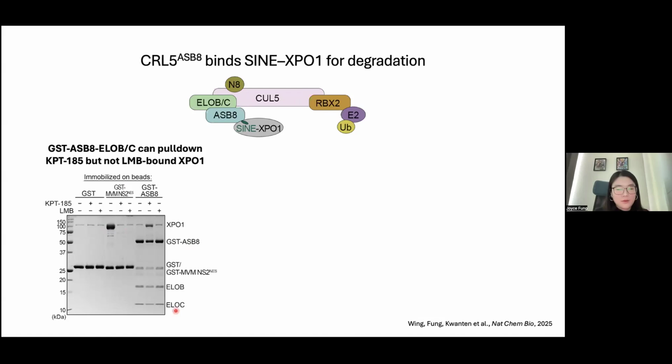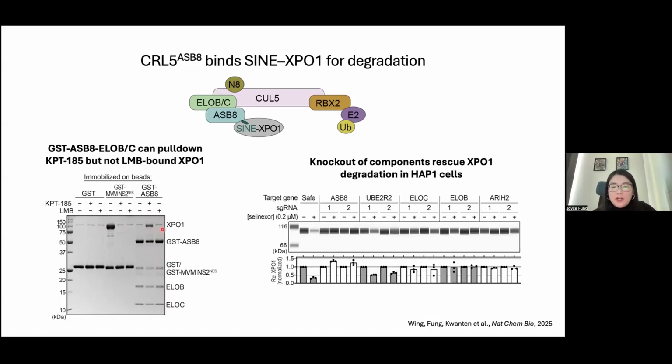Casey found out that she has to purify them together. And this protein is able to pull down Expo1 only when 185 is conjugated, but not leptomycin B conjugated Expo1. So it looks great in vitro. Bert helped verify some of these components in cells to make sure that this is right.